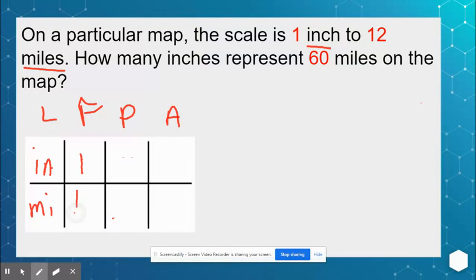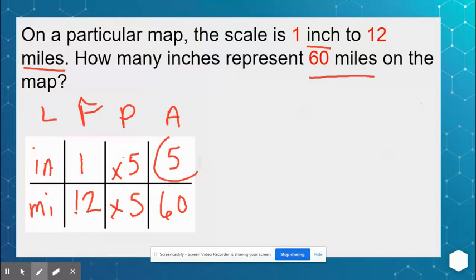Make sure you write the numbers in the correct place. How many inches represent 60 miles? So the 60 would go here. Now the process, we go from 12 to 60. It's getting bigger, so we know it's going to be multiplication. 12 times what is 60? Well, it's times 5. So our answer is 5. Let's see if it makes sense. 60 miles on the map. Inches is 5. Yep, that makes sense because our first number was 1, and we're doing 60 miles, not 12 miles. It makes sense.